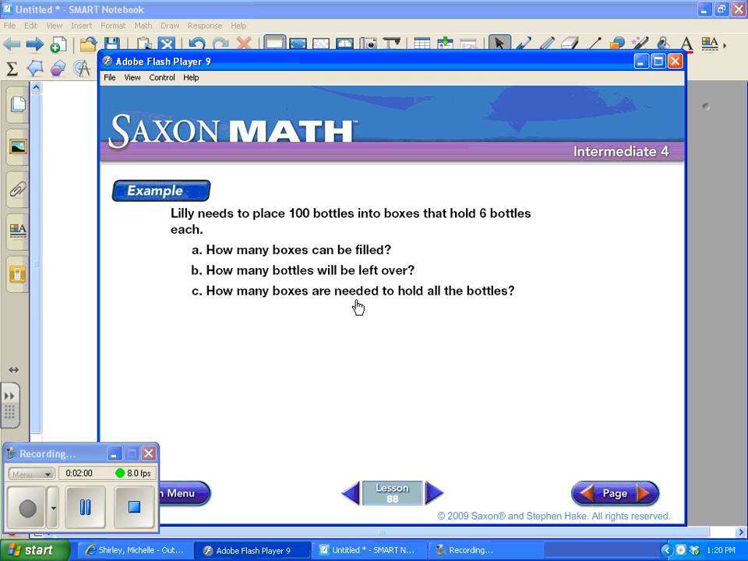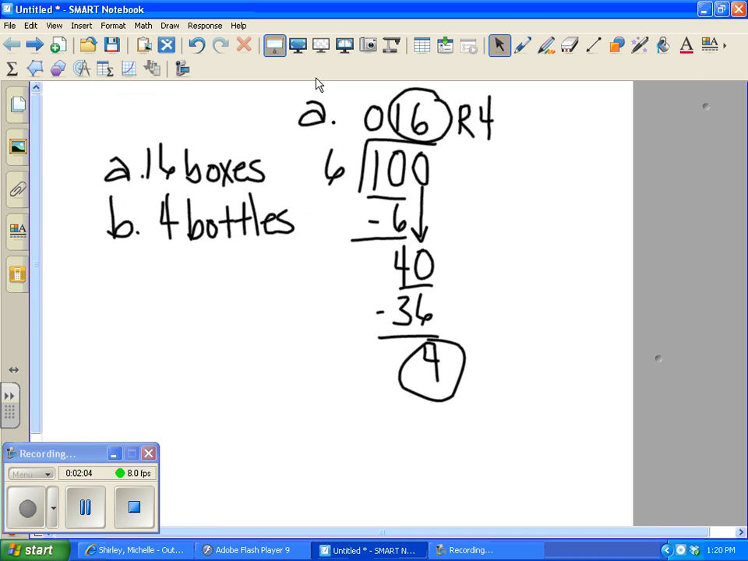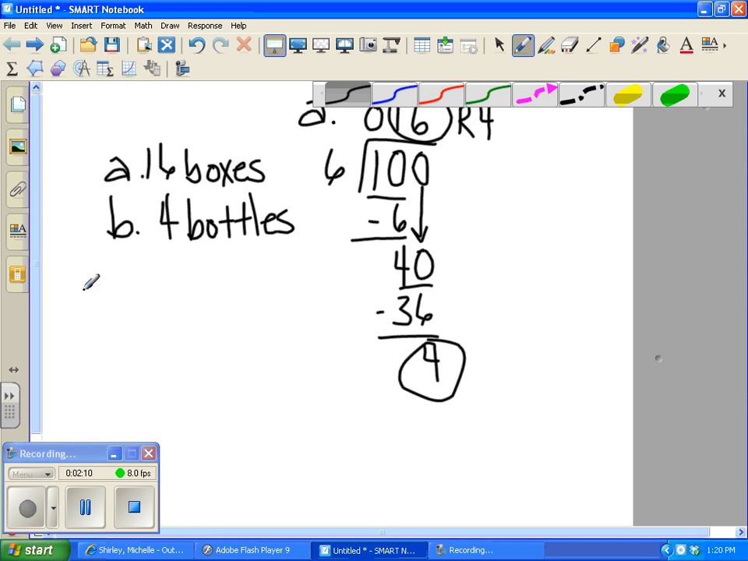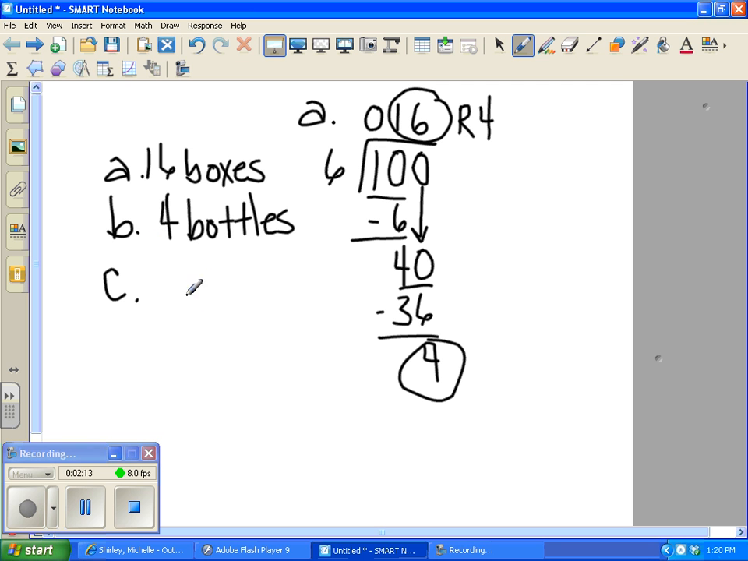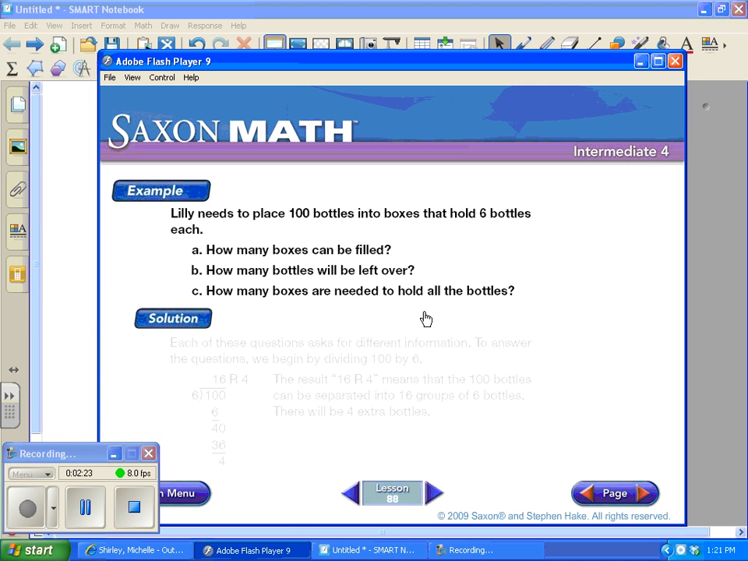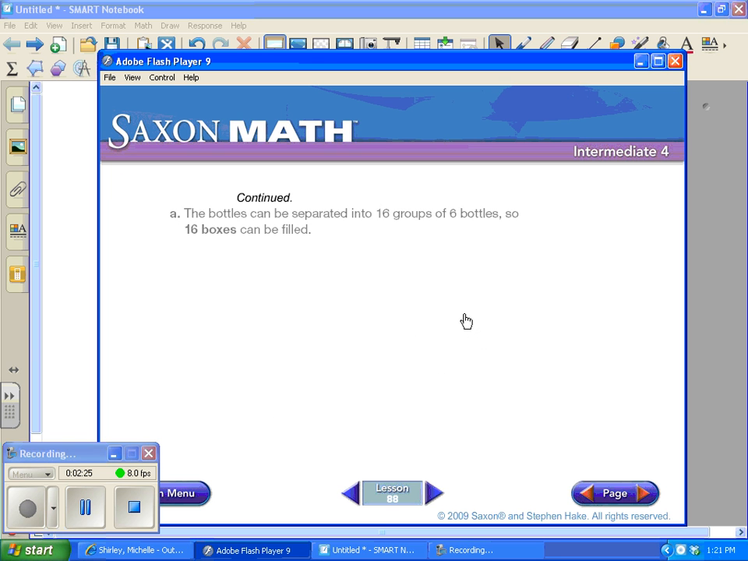How many boxes are needed to hold all the bottles? You see, if we only got 16 boxes, then we would have 4 bottles and nowhere to put them. So actually, if we're going to finish this job, we need 17 boxes, don't we? And one of those boxes, instead of having 6 bottles in it, will just have 4 bottles. Okay, let's keep going.